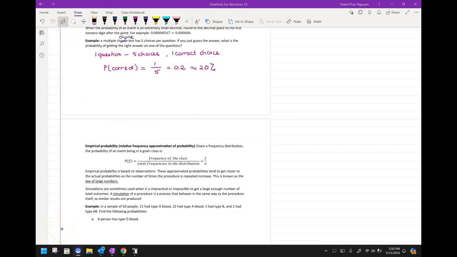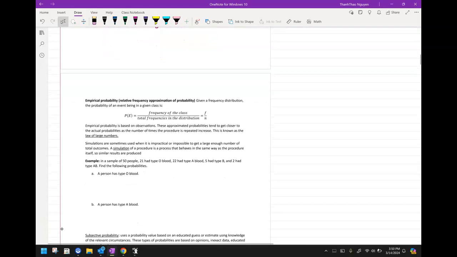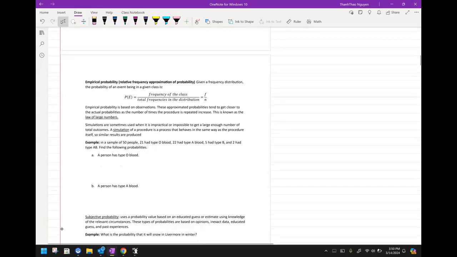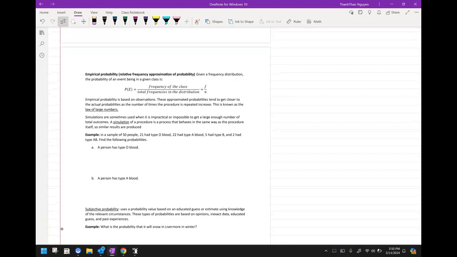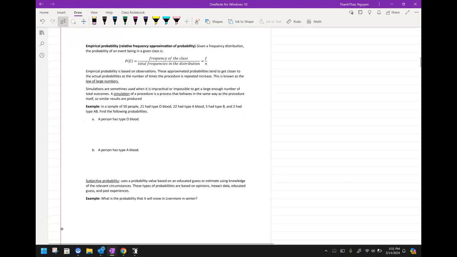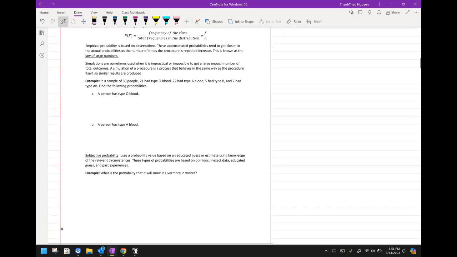Empirical probability. Given a frequency distribution, the probability of an event E being in a given class is P(E) equals the frequency of the class divided by the total frequency in the distribution, or f divided by n. The empirical probability is based on observation. This approximate probability tends to get closer to the actual probability as the number of times the procedure is repeated increases. This is known as the law of large numbers.